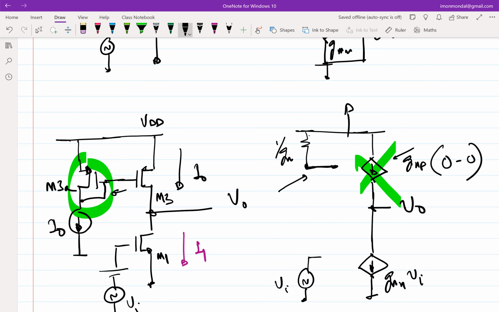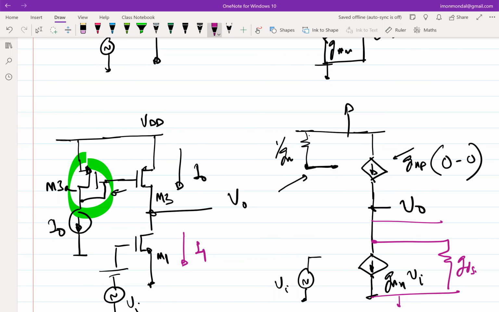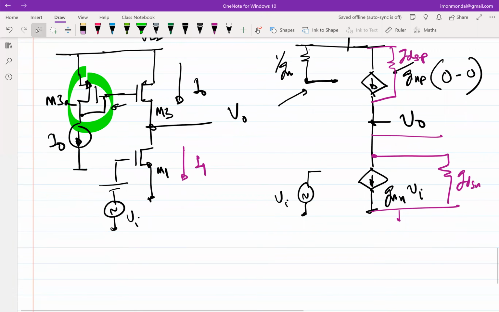So then you say, okay, I recognize the fact that there is a GDS, and there are two GDSs in fact. There will be a GDS N and there will be a GDS P. So what will be the gain?